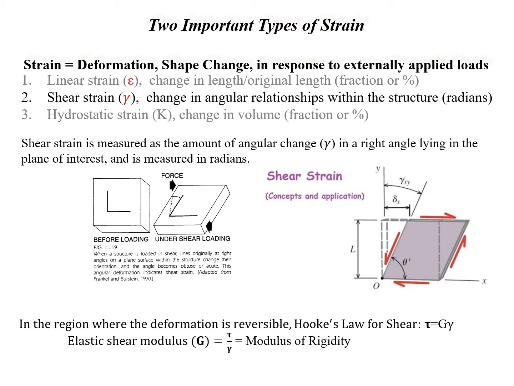Shear strain is the measure of the amount of angular change, represented by gamma, in a right angle lying on this plane of interest. So that's shown here.